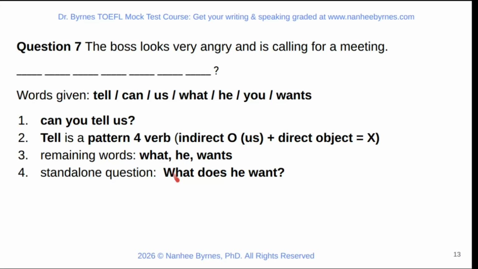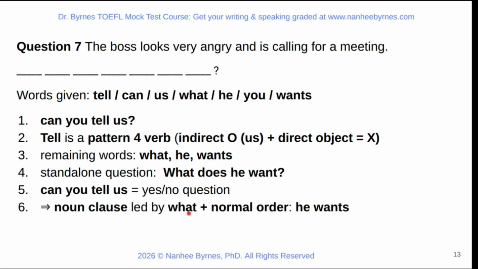As a standalone question, we would ask, what does he want? When combined with can you tell us, the question becomes a noun clause led by what. We switch to normal word order, he wants. The final answer is, can you tell us what he wants?